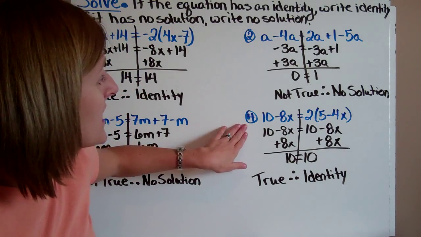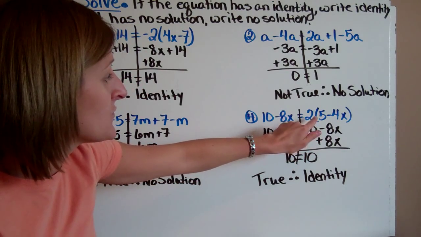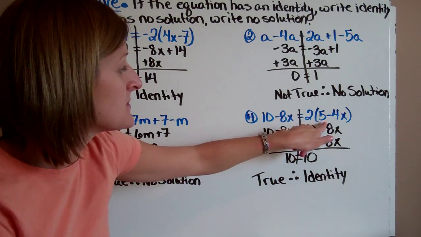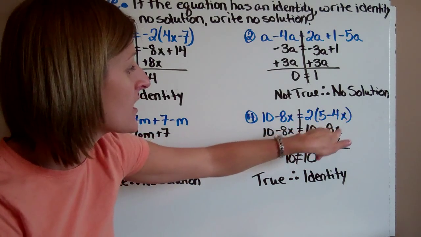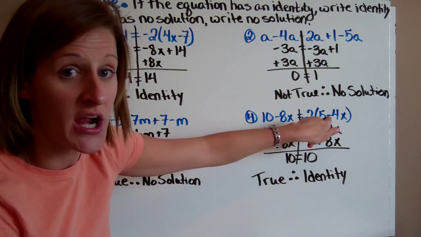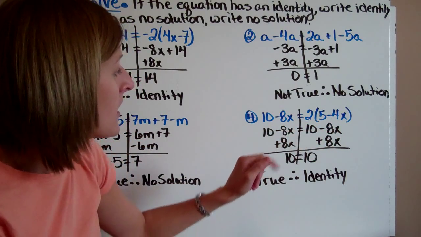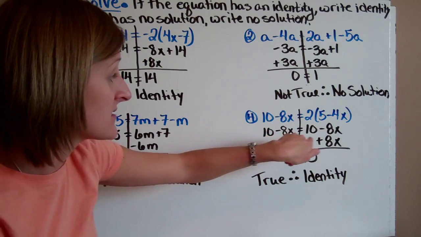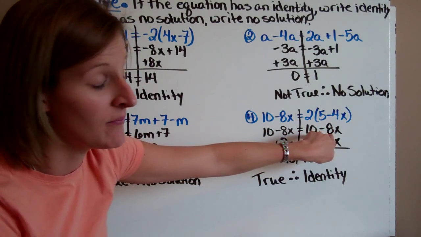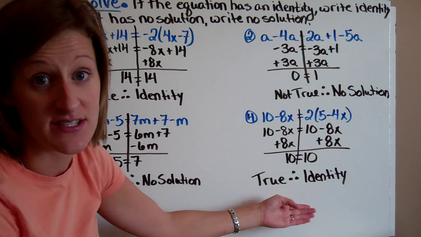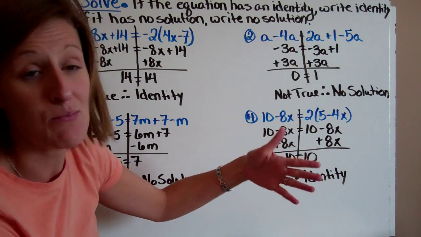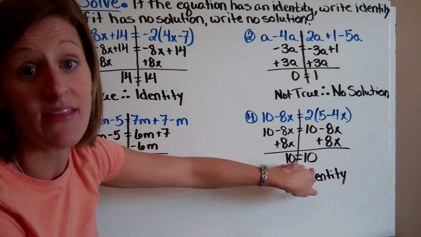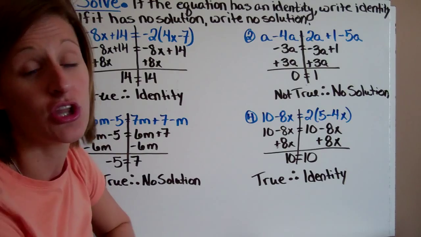Alright, number 4, I need to distribute right here. So I need to do 2 times 5 and 2 times 4x. 2 times 5 is 10. 2 times 4x is 8x, but notice subtraction right there, so I keep it. This side I have 10 minus 8x. Well, we know 10 minus 8x does equal the same thing, 10 minus 8x. So I could stop there and say it's an identity. But if I keep going, by adding 8x to both sides, I get 10 equals 10. And that is true. So it is called an identity.